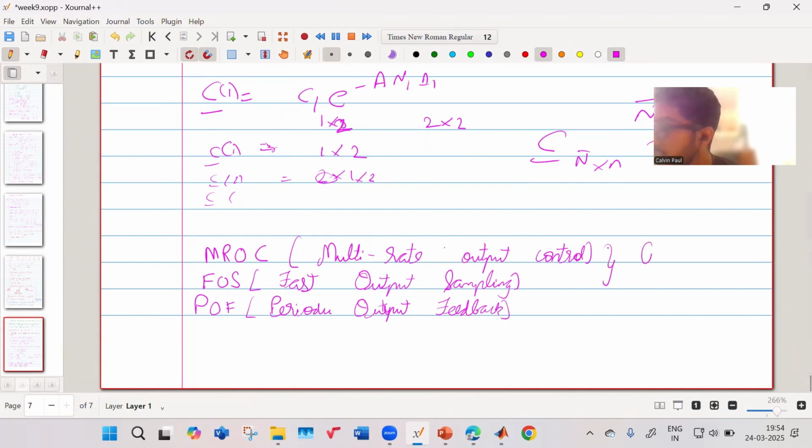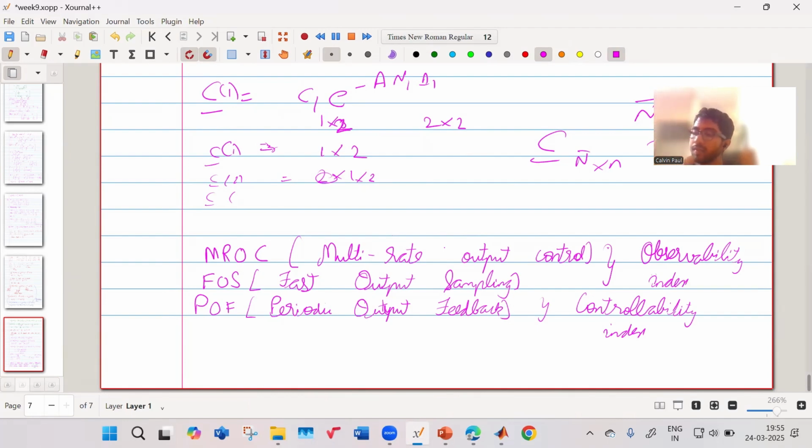So these cases depend on observability. This depends on both controllability and observability. Here it is the controllability index. Here it depends on the observability index. Alright, so they say MROC is a bit advanced and computationally intensive.